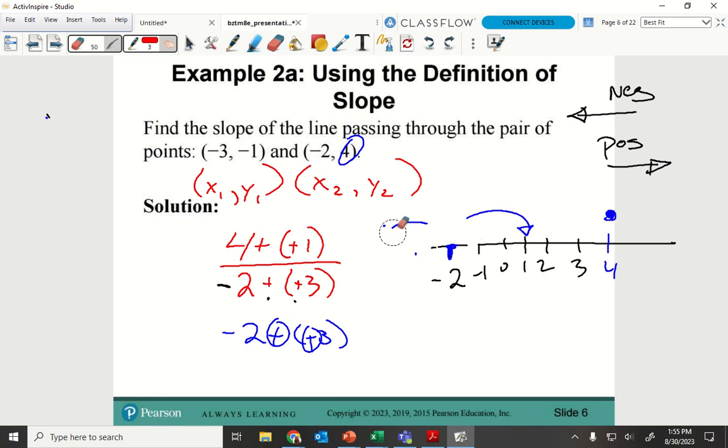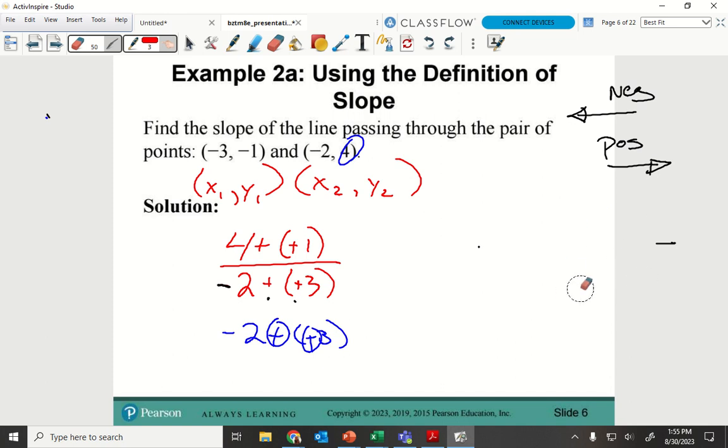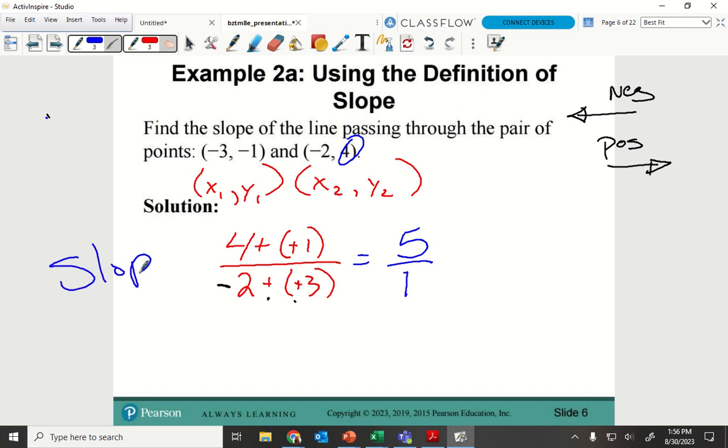All right, so let's go ahead and finish this up. So that positive 4 and a positive 1 is going to give me a positive 5. So 4 plus 1 is 5, right? And on the bottom it's negative 2 plus 3, which is going to give me a positive 1. There we go. So now the slope, this is my slope formula, which is also referred to as M.